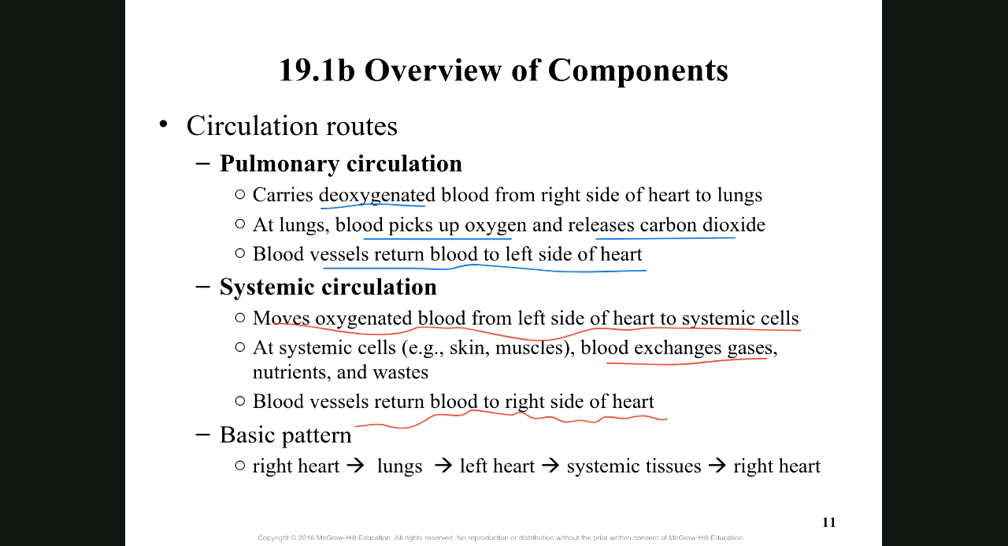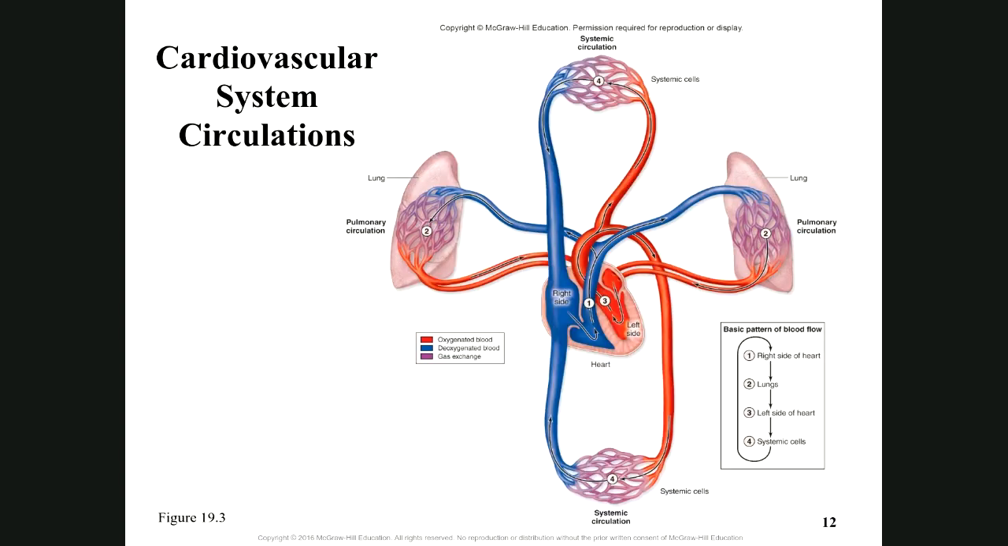Now, I want to show you these circulation routes, and then you will understand this basic pattern, which starts from the right side of the heart to our lung, then to the left side of the heart, then to the systemic tissue, and again it comes back to the right heart. Look at this picture. In this picture, you can see both circulations. This one is the systemic circulation, and on the other side, you can see the pulmonary circulation.